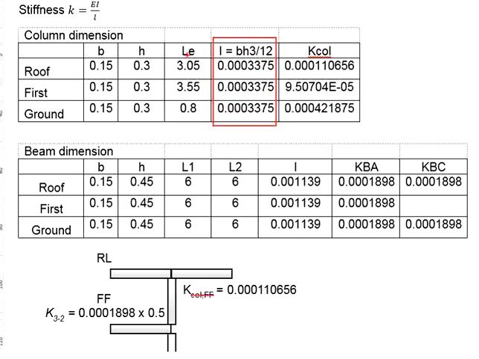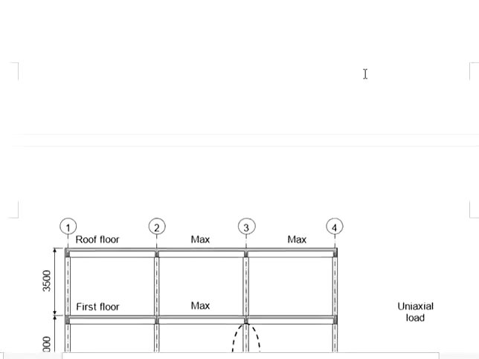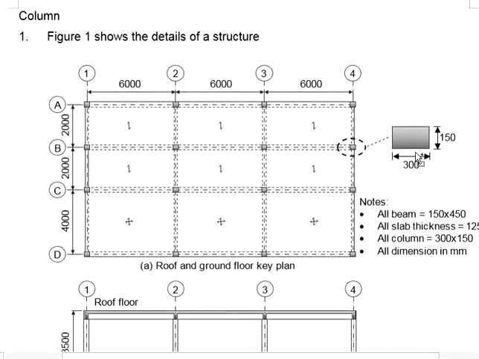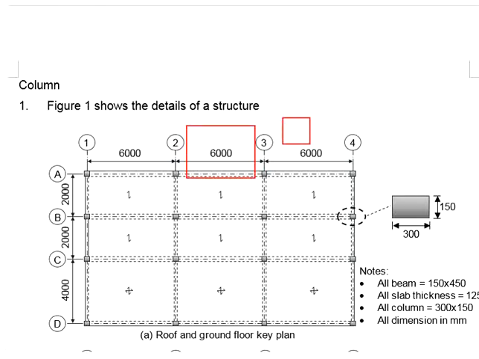Now you can get the stiffness of the columns. Take the I divided by L, you get the stiffness of the column. And then you do the stiffness for the beam. The dimensions of the beams is given, which is 150 times 450. The B will be 0.15 and the H will be 0.45. The effective length will be 6 meters as given by the key plate.